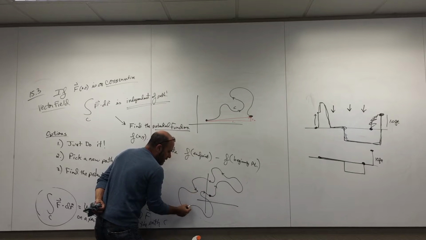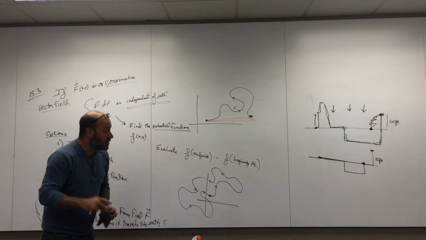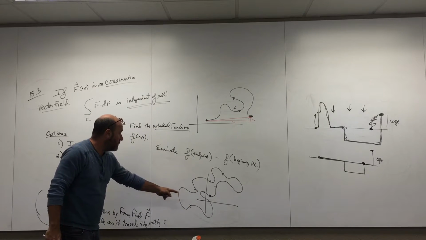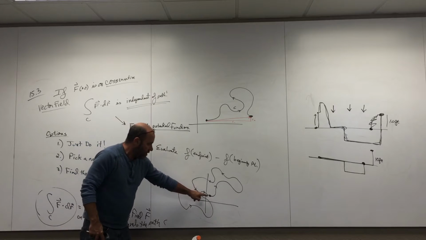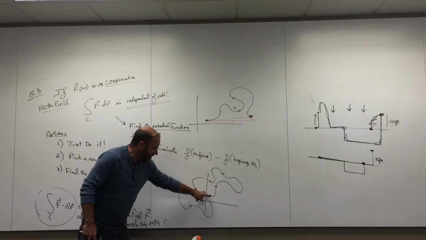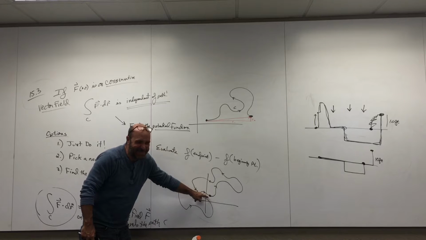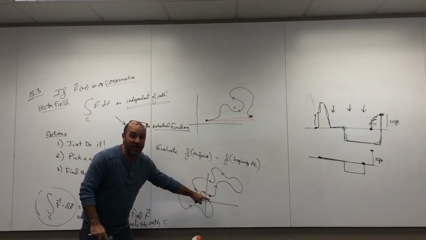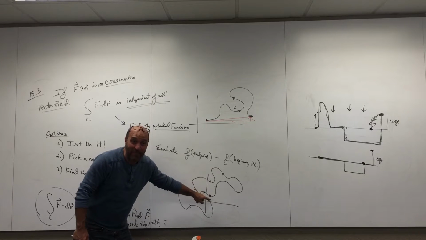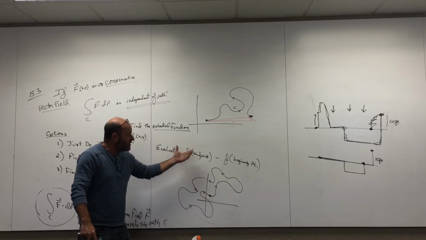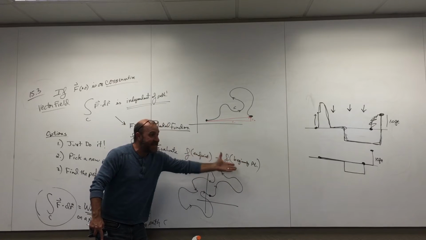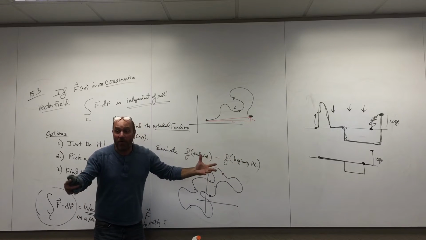How much work was done? If it's in a conservative vector field, you can pick a new path from here to here, which means just chill. You could go find the potential function and evaluate it from the beginning point to the end point, which happen to be the same. So if you do the end point minus the beginning point, what will this be? Zero. Right.